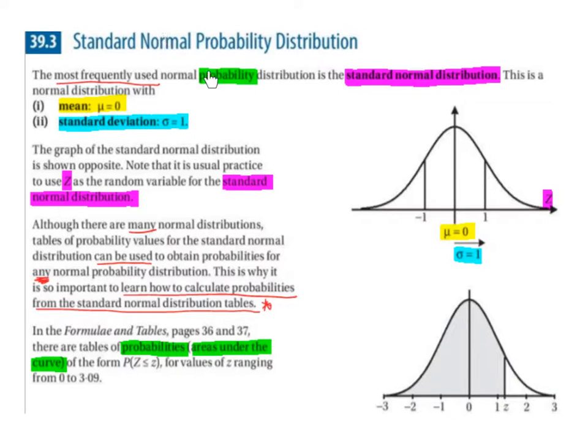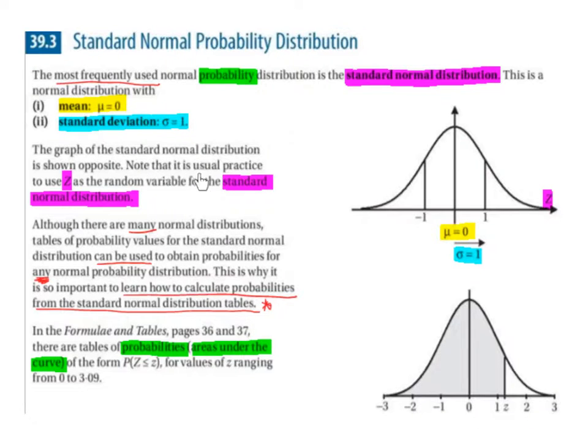Standard normal probability distribution. The most frequently used normal probability distribution is the standard normal distribution. This is a normal distribution with a mean equaling 0 and a standard deviation equaling 1. The graph of the standard normal distribution is shown opposite. So it has a mean of 0 and a standard deviation of 1.